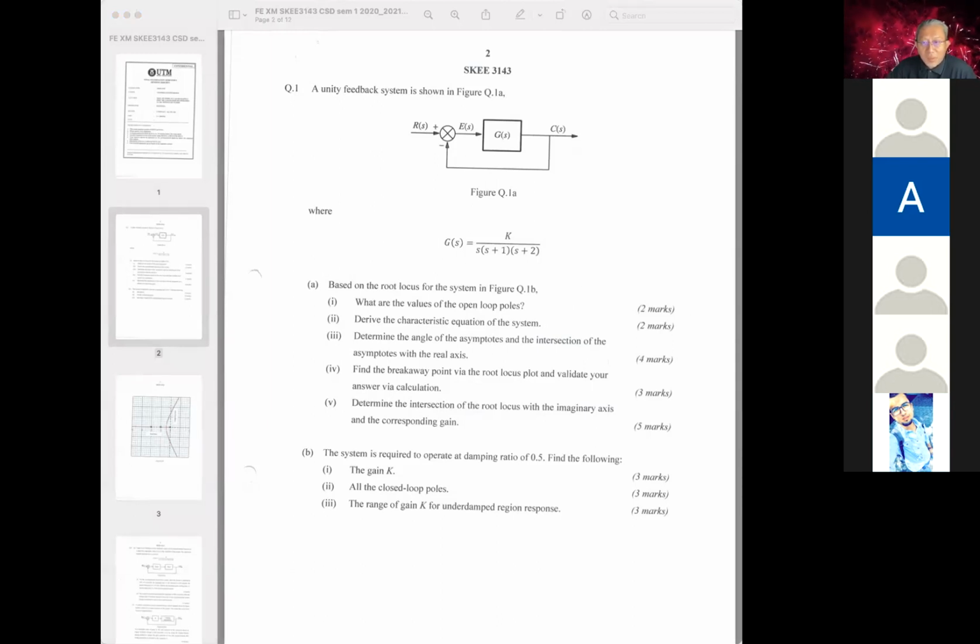Okay. One more, B. The system is required to operate at a damping ratio of 0.5. Find the following: the gain of the closed loop poles, and the range of gain K for underdamped region response. Okay, thank you.